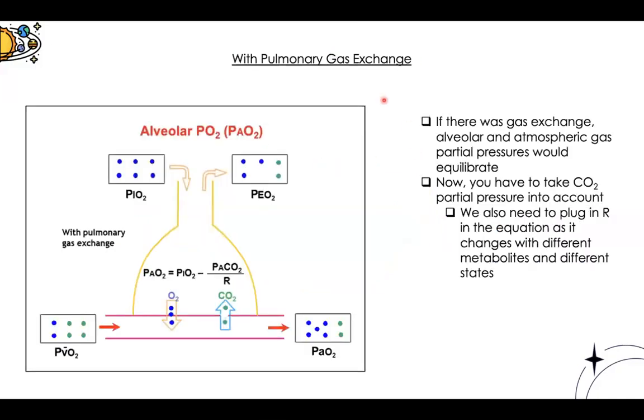Now imagine I do have pulmonary gas exchange. This place is no longer barred off. And now it gets a little more complicated, because not only do you have the alveolus to the outside, but you also have the alveolus to the capillaries. So let's start with the alveolus to the outside. Basically, now since you have gas exchange, you're not going to have the same compositions. So you're going to breathe in something, and then you're going to breathe out something.